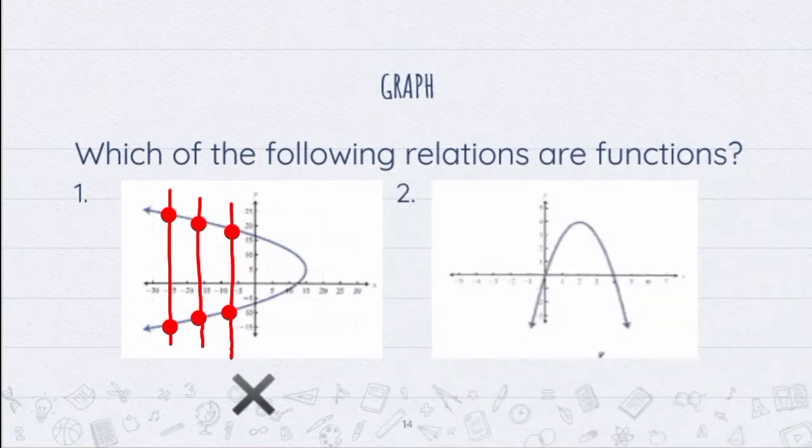Next, we have the graph in number 2. Let us first place vertical lines here. As you can see, each vertical line here intersects at only one point of the graph. Therefore, this is a function.